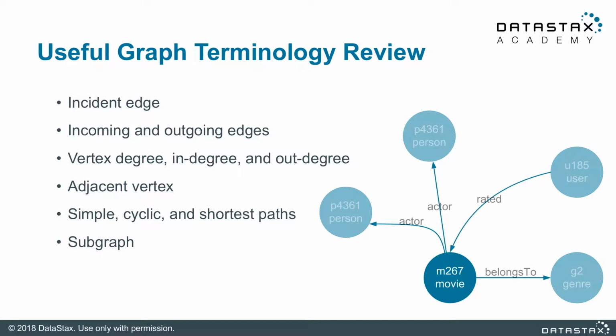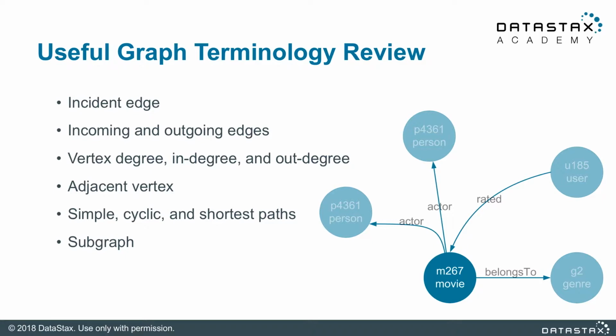Incoming and outgoing edges. An edge is directed either in or out of a vertex. So for movie M267, we see an outgoing edge actor to P4361. We see an incoming edge rated from the user vertex in this example. Vertex degrees represent the number of incident edges belonging to a vertex. We can have in degree or out degree, and actually vertex degree represents the sum of in degrees and out degrees. So for this example, the vertex movie M267 has a vertex degree of 4, with 3 outgoing degrees and 1 incoming degree.